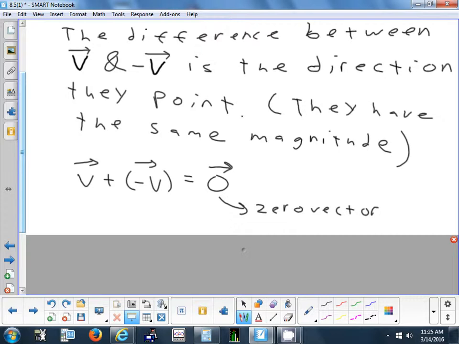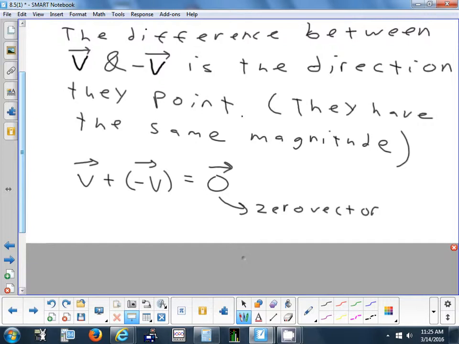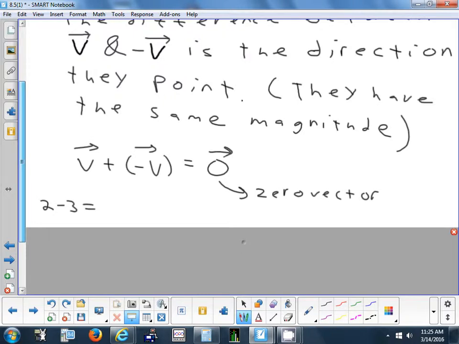Now, we're going to use this idea of pointing in an opposite direction to do subtraction. One way to explain subtraction, when someone's really first learning about it, is you can put it in terms of addition. So if I don't want to explain to somebody how to do 2 minus 3, I want to teach them that as an addition problem. How would you write 2 minus 3 as an addition problem? 2 plus negative 3.